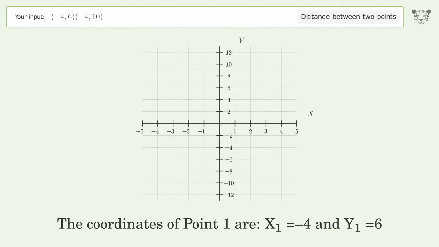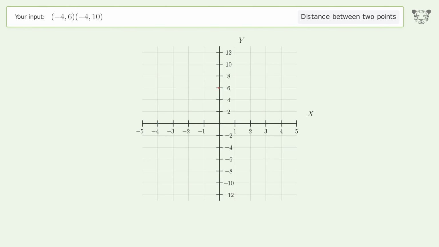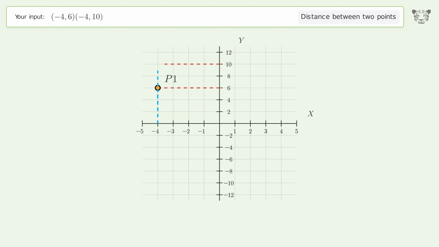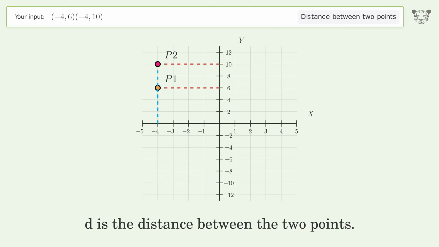The coordinates of point 1 are x1 equals -4 and y1 equals 6. The coordinates of point 2 are x2 equals -4 and y2 equals 10. D is the distance between the 2 points.